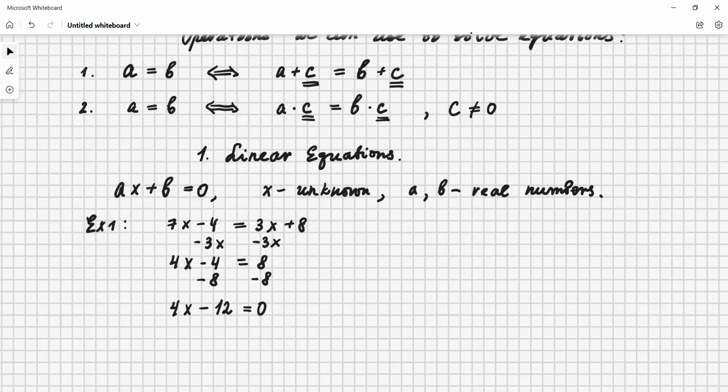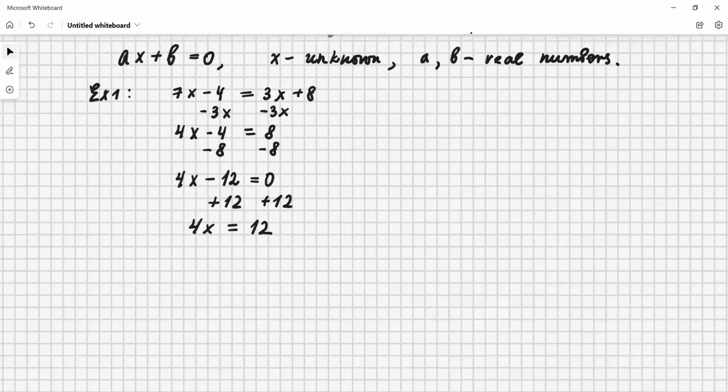So what I'm going to do next to solve it, because my goal is to find x, I'm going to add 12 to both sides of this equation. And I'm going to get over here 4x, because minus 12 and plus 12 is 0, and 12 over here. 0 plus 12 is 12.